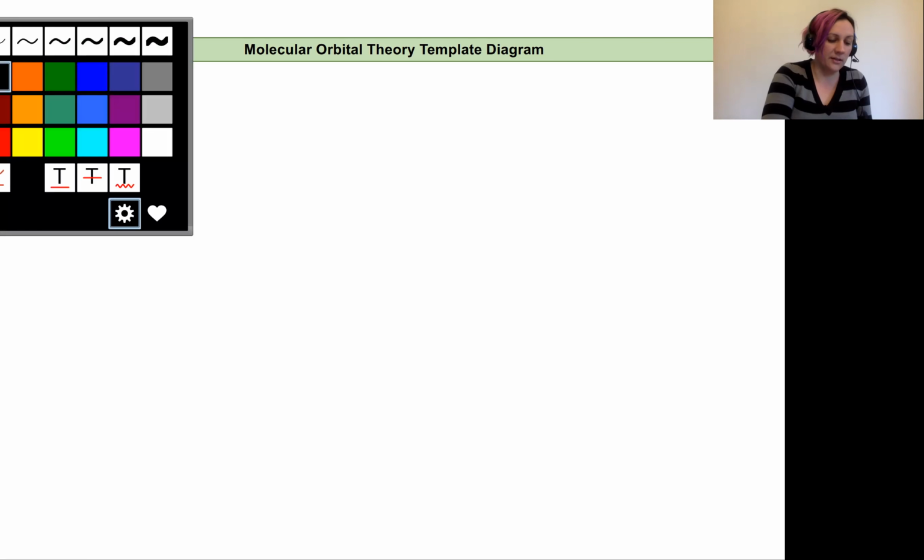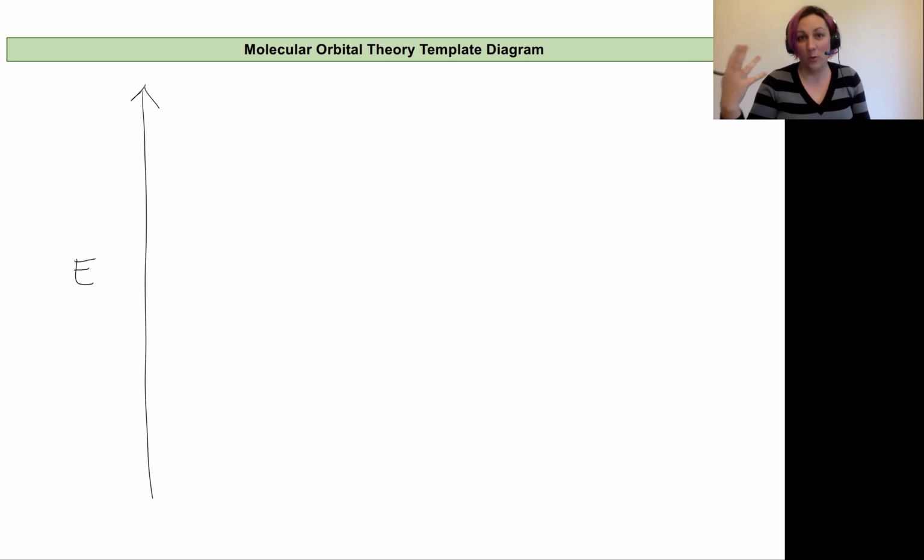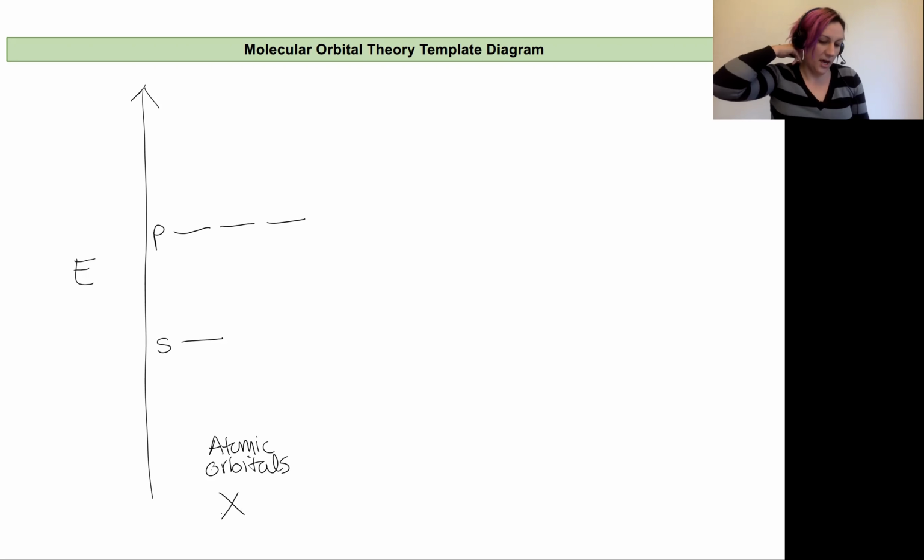So I always think about this along an energy scale, because I'm always showing relative energies of my orbitals. We're not going to get into anything deeper than S and P in this class, so we're going to keep everything to that S and P. And these are my atomic orbitals for atom A. I kind of like lighting them up like this.